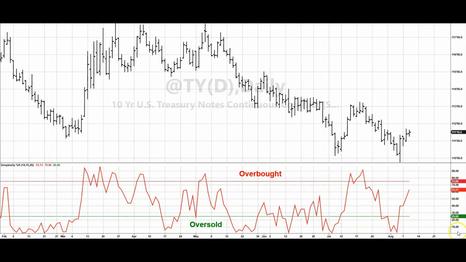Percent R fluctuates between 0 and 100%. Anything above 75%, which is indicated by this thin red line at the top, is considered to be overbought. Anything below 25%, which is this thin green line at the bottom, is considered to be oversold. This percent R is using a 14-period look back. So what that means is that it calculates the range of the last 14 periods, and it tells you what percent of that range the current close is at.